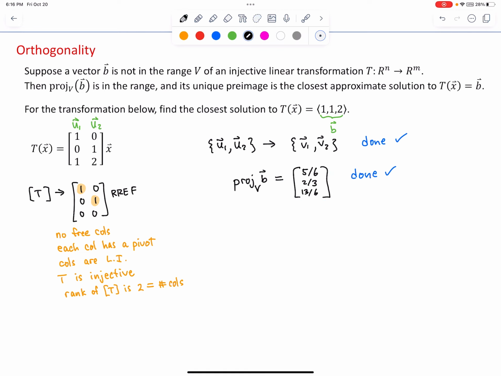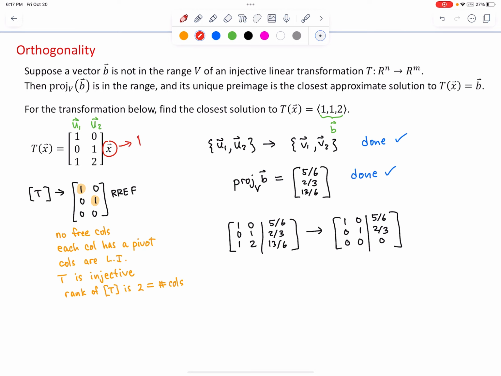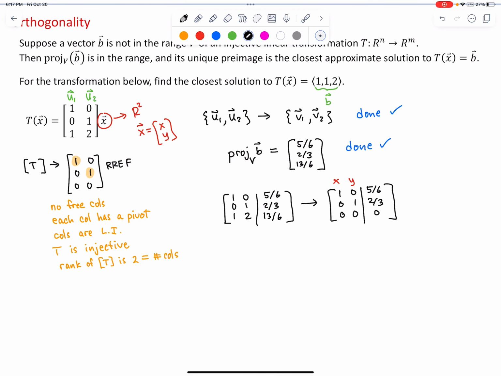So we can construct an augmented matrix using u1, u2 as the first two columns. This is simply the standard matrix of the transformation, and we want the output to be this vector here, which we know is in the range. So this should produce a consistent system. If you put this in reduced row echelon form, we can use technology to do that. We get the following. This vector x right here is in R2. So we could say vector x has components x and y. The first column would be an x component and a y component. And so this tells us that x has to be 5/6 and y has to be 2/3.